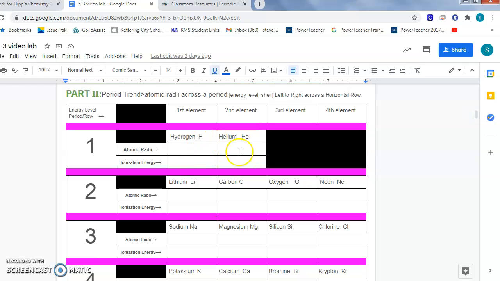When we look at our actual lab report, in the very first table, they want us to fill in the atomic radius and ionization energy. And on this first part, we're going to be looking left to right through a horizontal row, which is called a period on the periodic table of elements. It's also called a shell and energy level. So on that first period, we have hydrogen and helium.